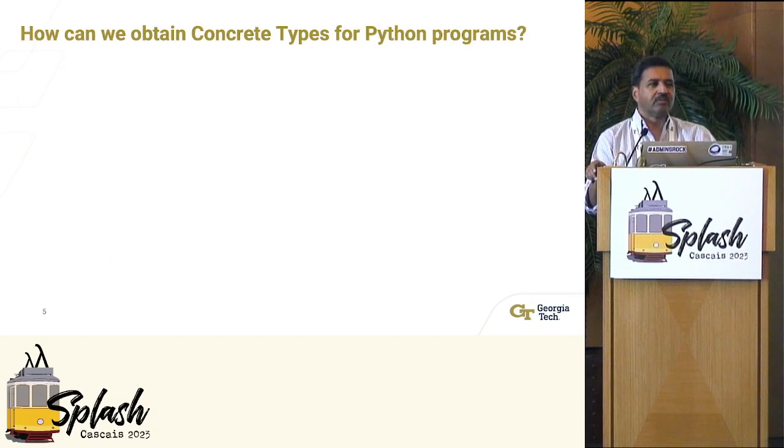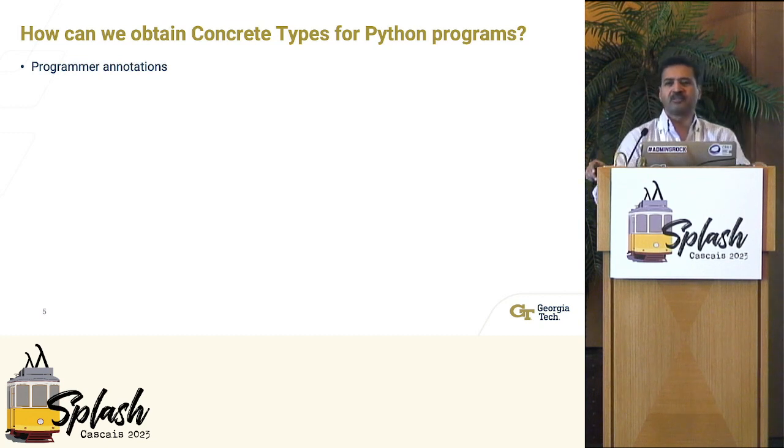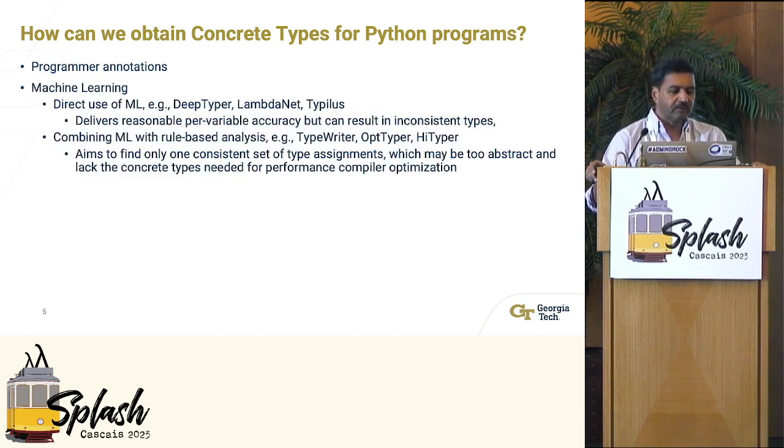Our goal is to somehow add concrete types so that we can help the domain experts obtain the performance they need. So how do we do this? One way is to ask the programmers to provide them, but that's counter to our productivity goals. There has been past work in our community on using machine learning, and there are some limitations.